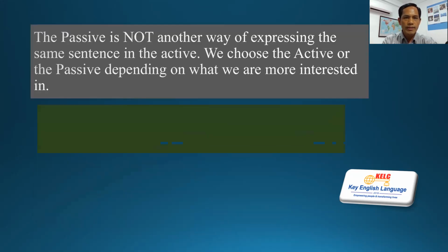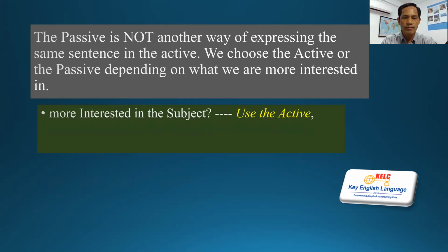Okay, now let's take a look. The passive is not another way of expressing the same sentence in the active. Sometimes we may think that we can express a sentence in two ways, one in the active form and the other in the passive form. But it is not like that. We choose the active or the passive depending on what we're more interested in. If you're more interested in the subject, you use the active. And if you're more interested in the object, you use the passive.